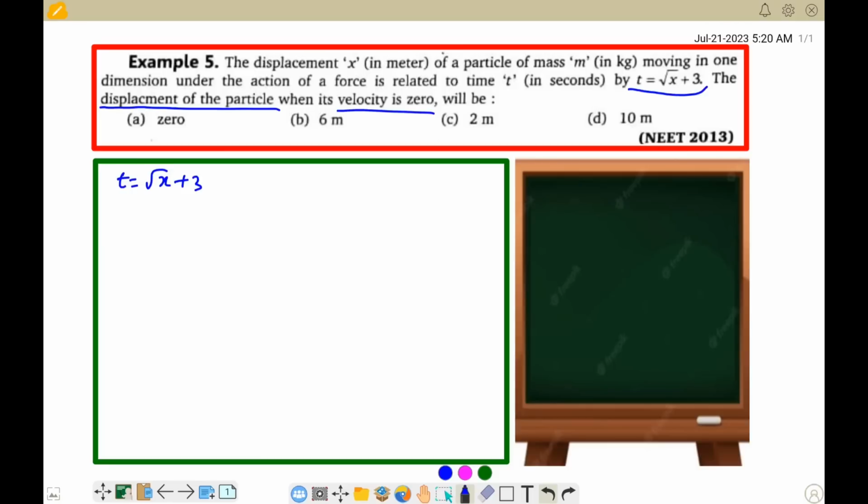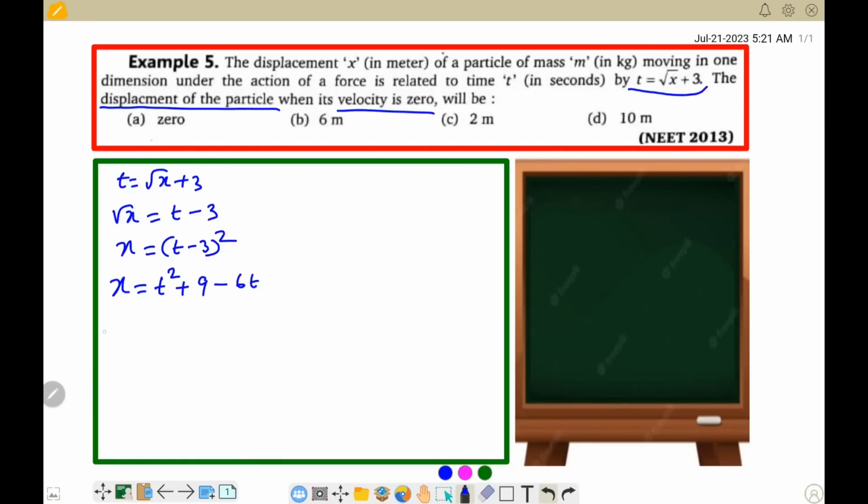Then velocity also you can find. For that, do one thing. Take root x to one side and the remaining terms to the other side. Then square on both sides. You get x is equal to (t minus 3) whole square. Since (a minus b) whole square is a square plus b square minus 2ab, x is equal to t square plus 9 minus 6t. So you got the displacement. Now you can find the velocity by differentiating this displacement.